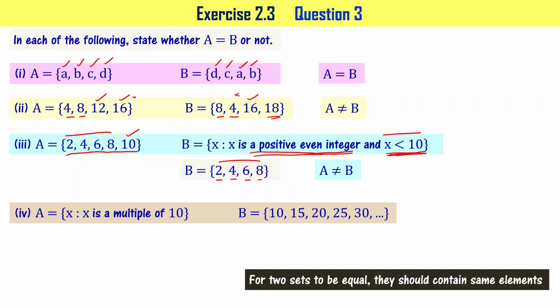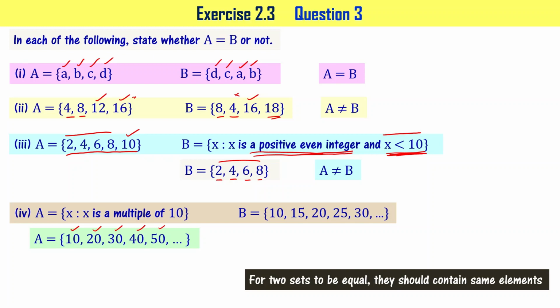In the fourth question, the definition of A is given in set builder form. Let's write that in roster form now. A is a set of elements x such that x is a multiple of 10. It means A is going to be 10, 20, 30, 40, 50 and so on, right? Every number you write as part of set A will be a multiple of 10. You see 10, 20, 30, 40, 50, 60 and so on, right?